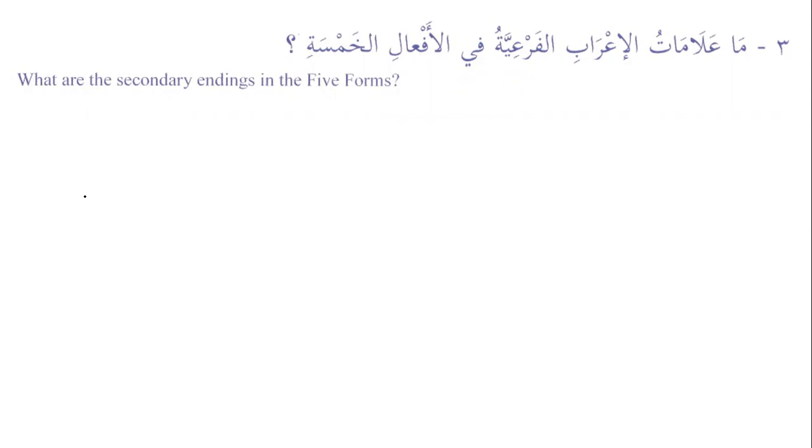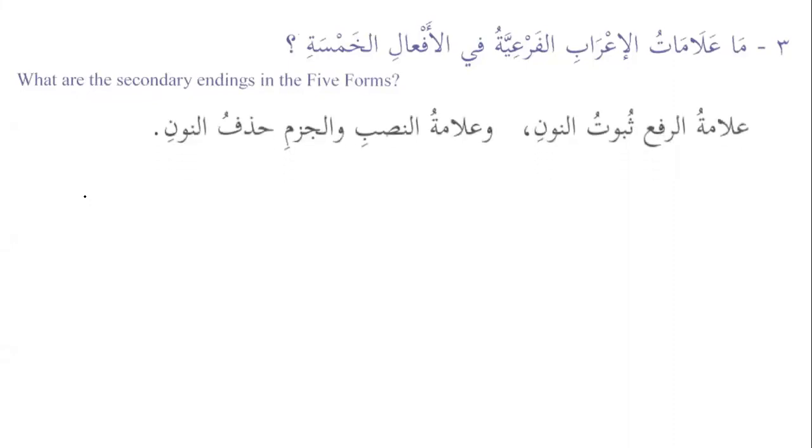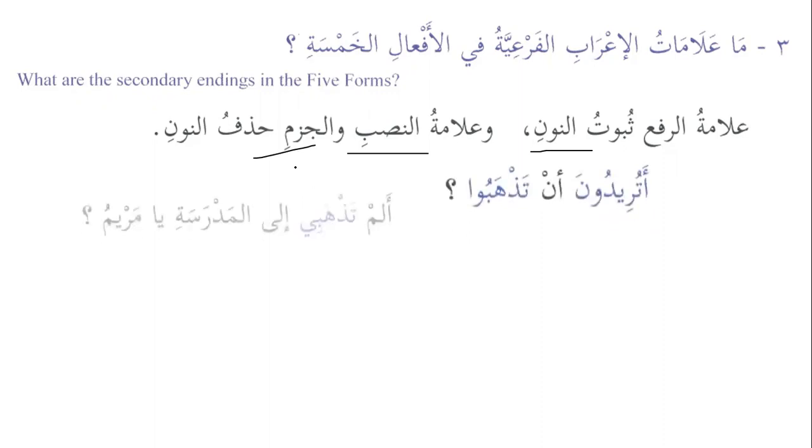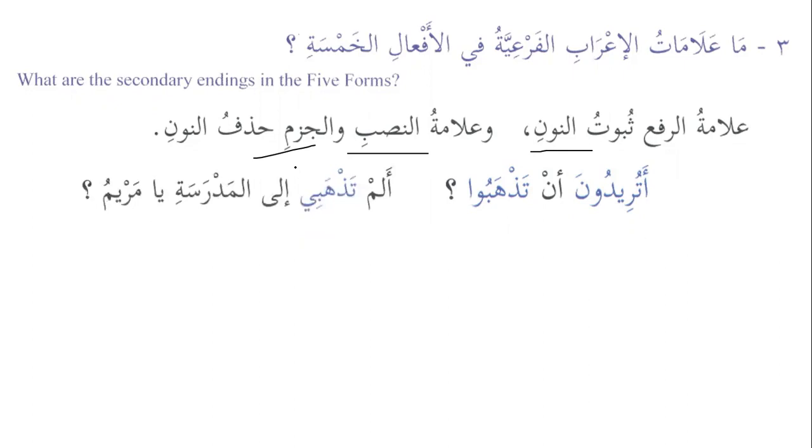So we will say: علامات الرفع ثبوت النون, they come with the noon, right? وعلامات النصب والجزم حذف النون. So that will be the answer. Examples are here: أتريدون أن تذهبوا, and ألم تذهبي إلى المدرسة يا مريم. As we can see here, the noon has been dropped when we use أن and لم with them. But تريدون, with ثبوت النون, the noon has been retained.